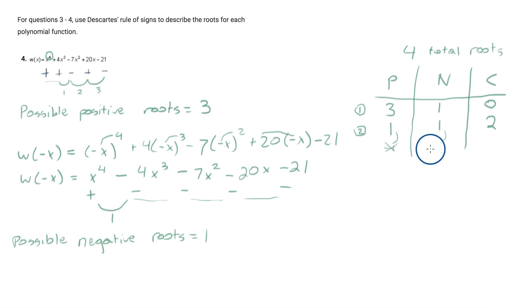Same with our negative roots. That means that we can either have 3 or 1 positive roots, 1 negative root, and 0 or 2 complex roots.